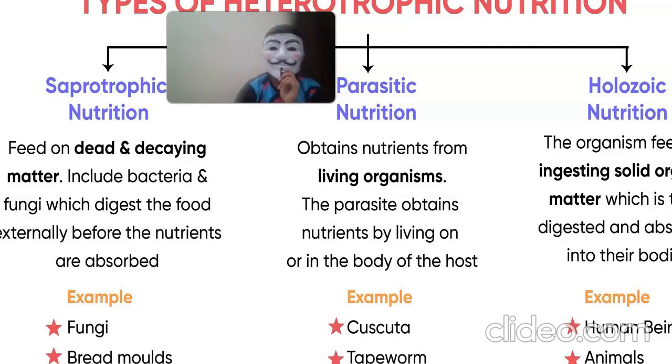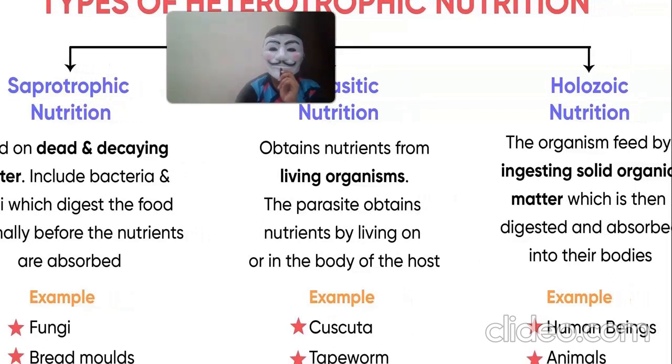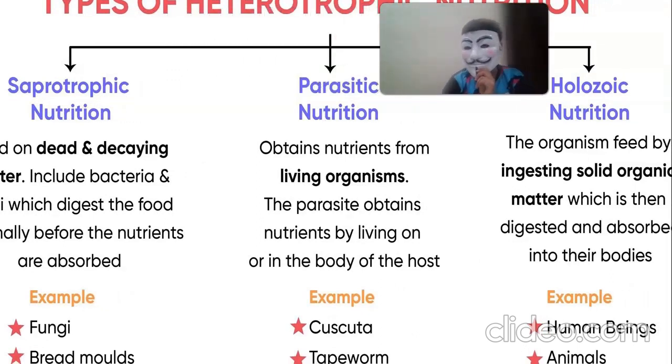Now let's see holozoic nutrition. The organism is fed by ingesting solid organic matter. We eat something, which is digested and absorbed into the body. So we eat something, digest it and absorb the nutrients, then it is known as holozoic. We can note this. This is too easy to understand. You can have a look at the chart.